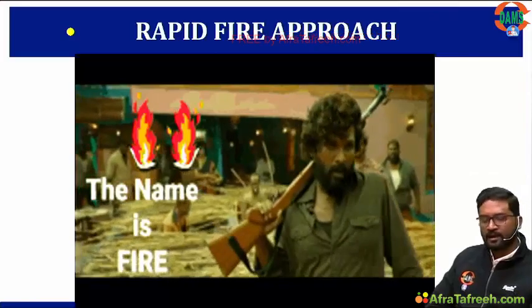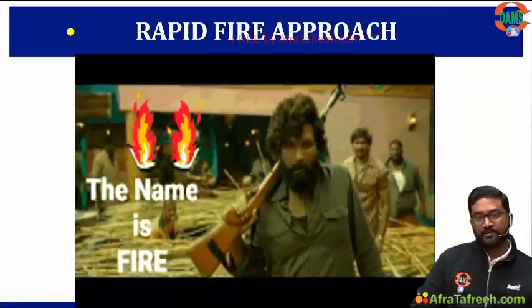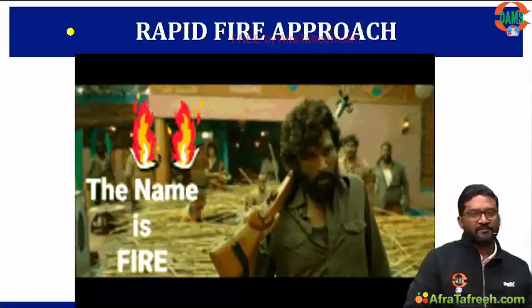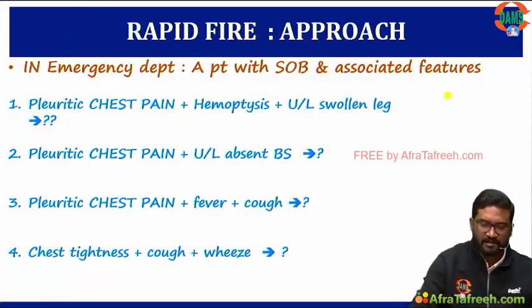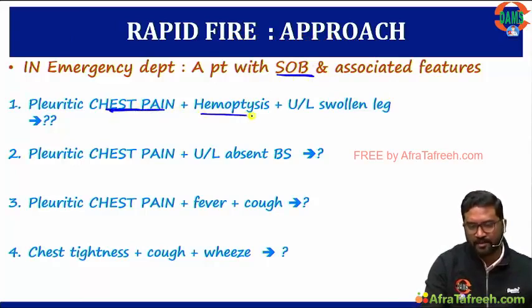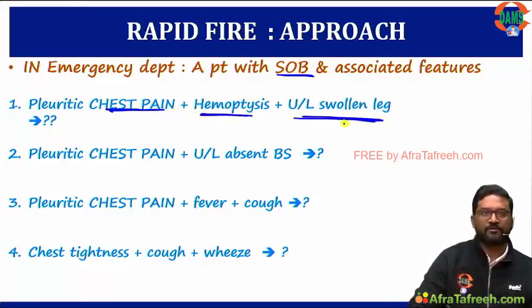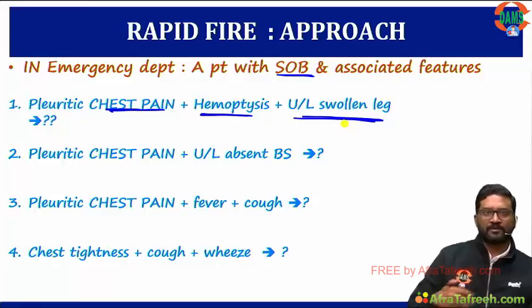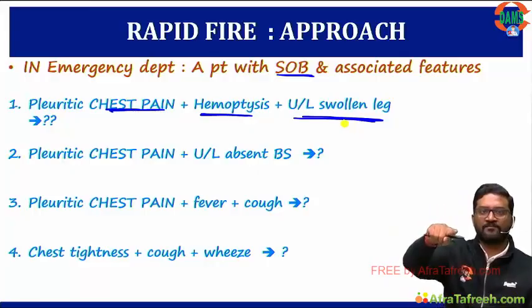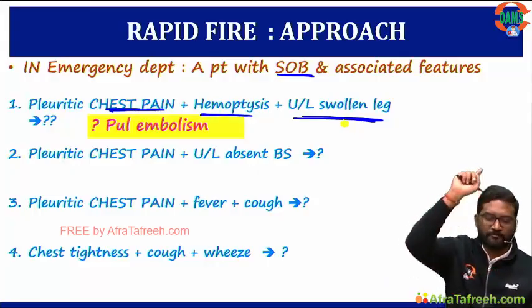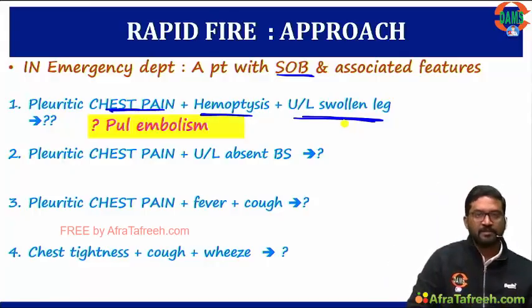Then coming to the last part, rapid fire approach. Now in the emergency department, there is a patient with shortness of breath. Tell me your diagnosis. A patient with shortness of breath and pleuritic chest pain, hemoptysis, unilateral swollen leg. Chest pain, hemoptysis, unilateral swollen leg can be due to DVT. If there is DVT with this presentation, think of pulmonary embolism. Pre-XDR is MDR resistant to fluoroquinolones.